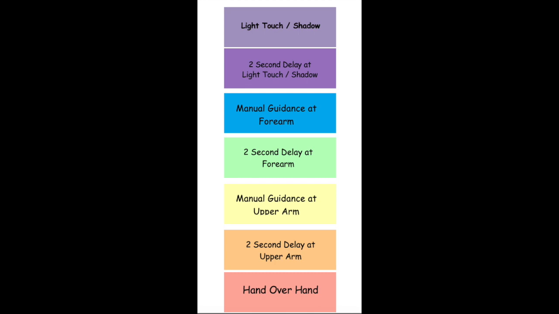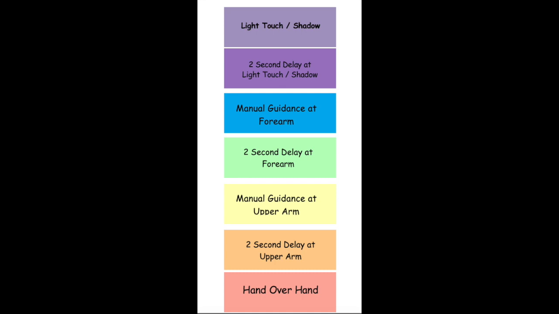Here are the 7 types of prompting. I have it laid out from the least intrusive to the most intrusive. First, we can begin with a light touch or a shadow. We can move on to a 2-second delay at a light touch or shadow. Next, we go to a manual guidance at the forearm. We can move on to a 2-second delay at the forearm.